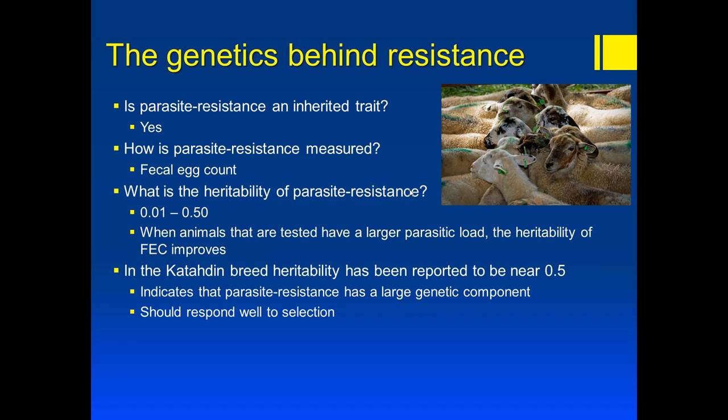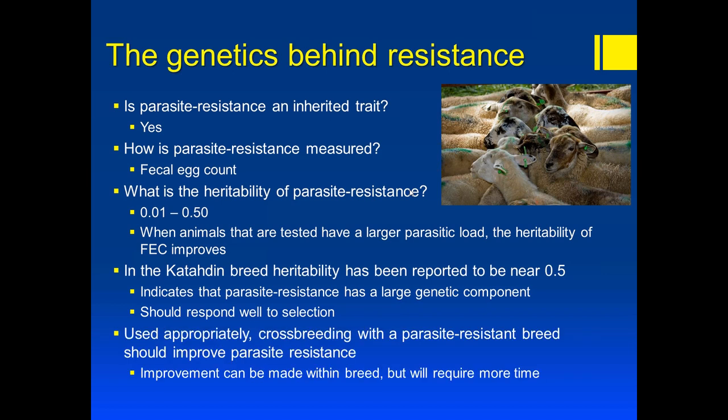Typically we don't see fitness traits or traits that are involved in disease resistance to be so highly heritable. But I think that we've really targeted, and that Dr. Parker and Dr. Nodder and some of the other folks that decided on this 8-week fecal egg count, landed on a time that was fairly indicative of lifetime performance of reduced parasite load. So I think that we've got some hope and some promise in using the fecal egg count EPD that the Katahdin breed is calculating. But used appropriately, I think that we can also get similar results by crossbreeding using a parasite-resistant breed, and it can be done quite a bit faster.